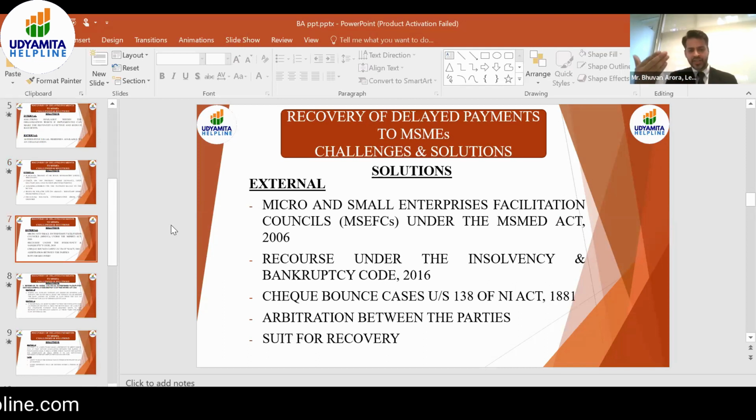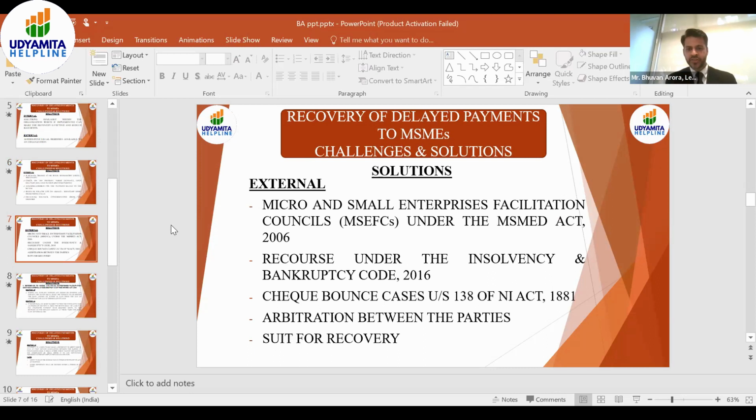So these were internal measures. Now we will come to external measures. Even after taking into account all the internal measures, if we are not able to get our dues, because there are customers, there are buyers who will say, okay, I'm not giving you any payment. If you want to approach the court, you approach the court. Then what are the solutions available for you?